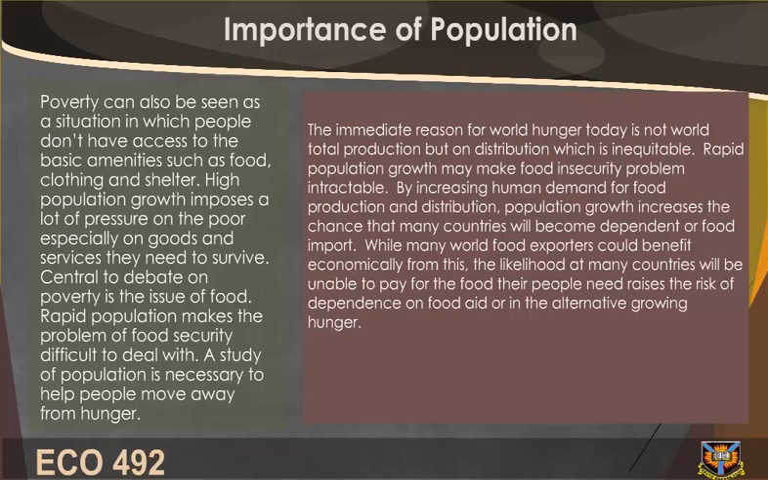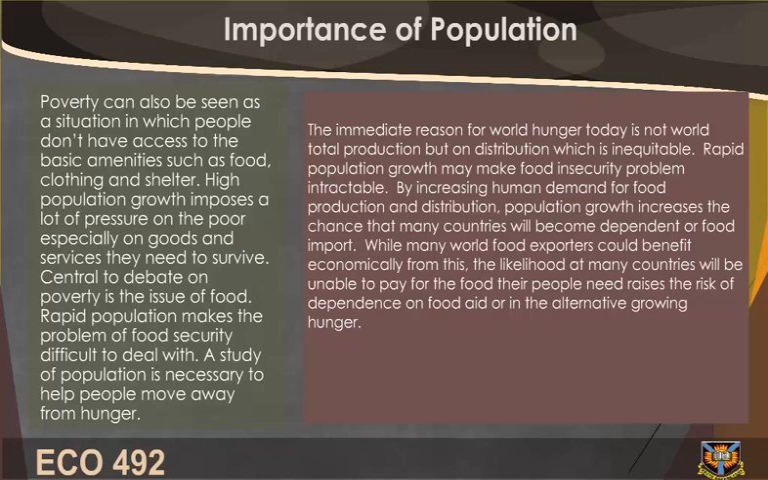Rapid population growth makes the problem of food security difficult to deal with. A study of population is necessary to help people move away from hunger. The immediate reason for world hunger today is not world total production, but distribution, which is inequitable. Rapid population growth may make the food insecurity problem intractable.